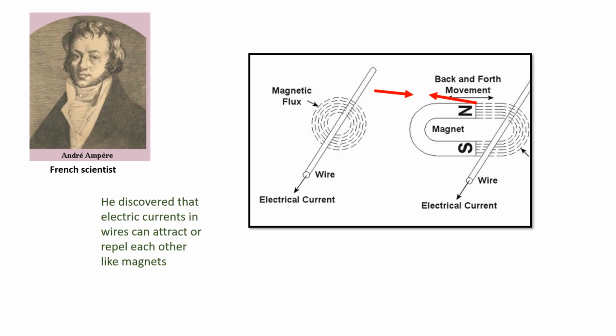Later, André Ampère in France discovered that electric currents in wires can attract or repel each other just like magnets. Today, these principles are used to make a powerful type of magnet called an electromagnet.